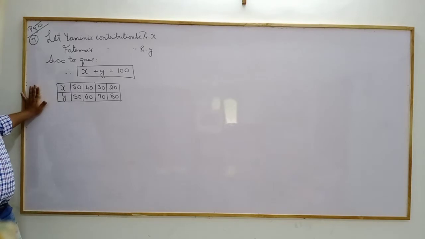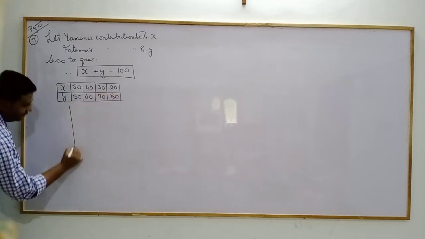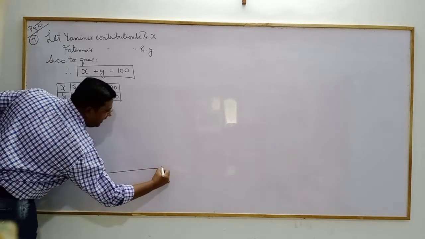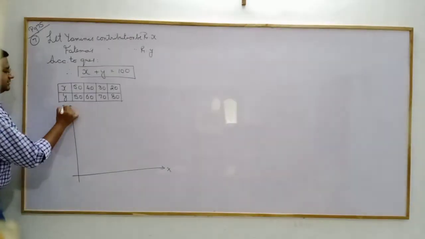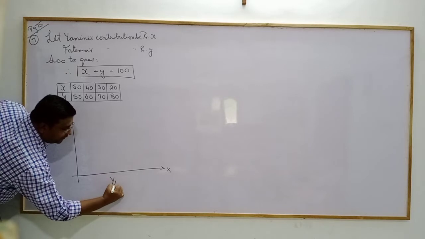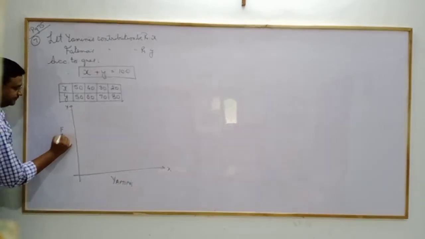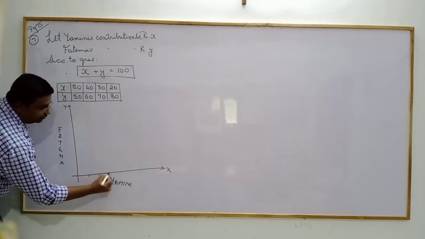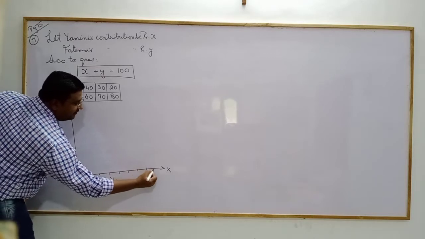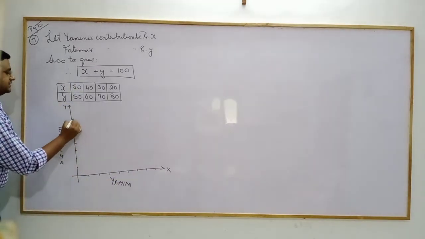The only thing you have to do is change the scale. How are you going to change the scale? 1 centimeter equals 10 units. Say we are going to draw a graph over here. Today I don't have a ruler, so I will not be doing it exactly. On the x-axis, this is Yamini's contribution and this is Fatima's. 1 centimeter, 2, 3, 4, 5, 6, 7, 8 on each axis.